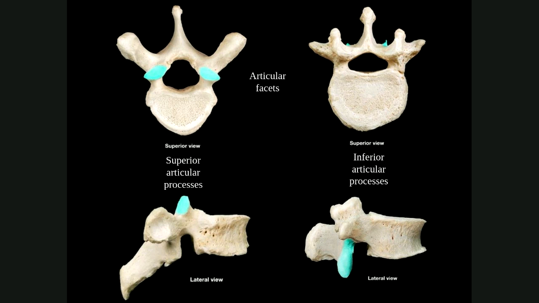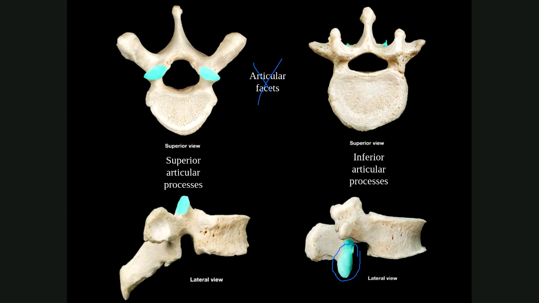So, you guys remember this slide from last time? Okay, forget this right now, articular facets. Let's talk about processes. A process is a projection off of a bone, right? So this is a superior articular process because that is a bone projection coming off of the bone, going up superiorly, so we call it a superior articular process. Okay, this one is going inferiorly, so we call that an inferior articular process.